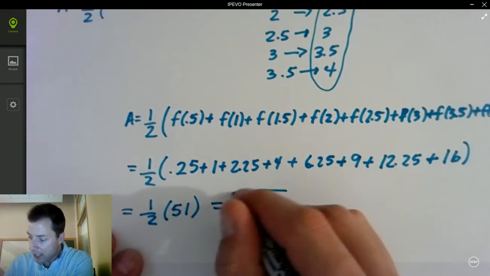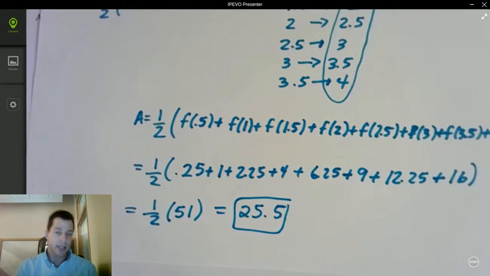Notice how with the more rectangles I had, the area dropped because it's going to be a better estimation the more rectangles I have. So that is right Riemann sums using right endpoints.